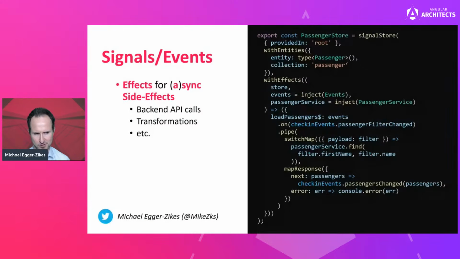The map response is actually transforming data. So it's not doing a side effect like with tap. It's now using the map operator behind the covers. That means we are returning something from that operator chain, and what we actually return here is typically a new event. So in this case, the passengers changed event. And that's the way the circle repeats.